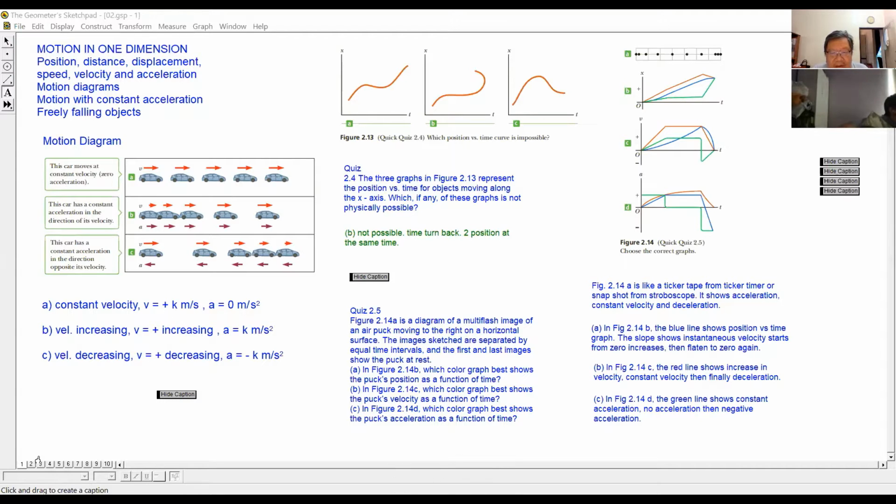So the next part, they are going to talk about the motion in one dimension, the motion diagram. Now the motion diagram is actually your number line, something like this, right? Then they will show the arrow there. The red color arrow represents the velocity, and the purple color arrow represents the acceleration.